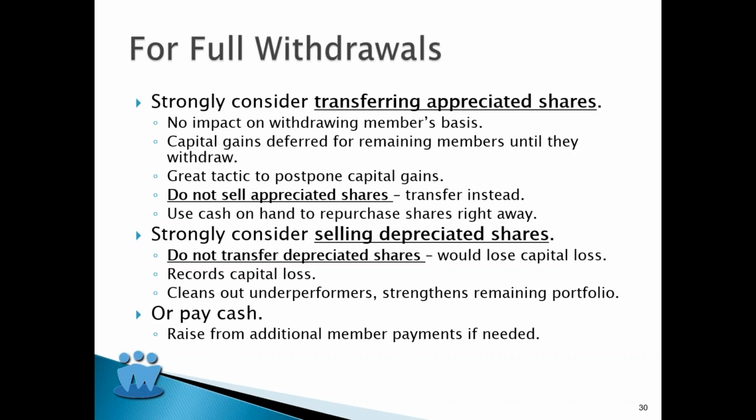If you need to pay cash, you can raise it from additional member payments if that's feasible, depending on the amount. Everyone may be able to contribute a little bit more money. If you're super happy with the performance of your portfolio and all the stocks in it, and you don't want to sell any of them, then you'd have to get everyone to contribute a little extra at the next meeting in order to raise the cash that's required.